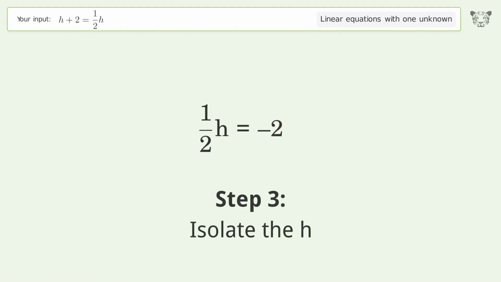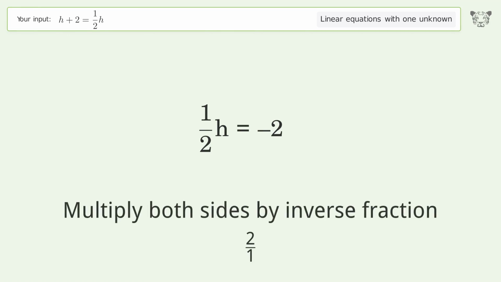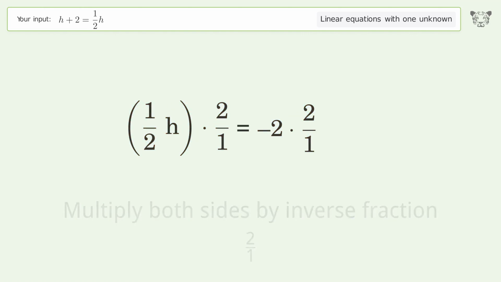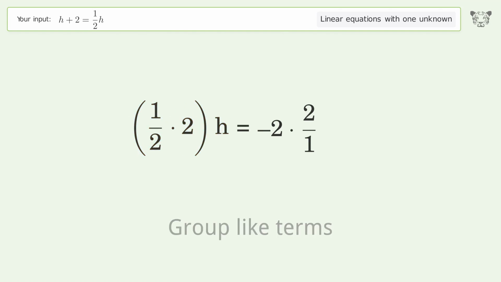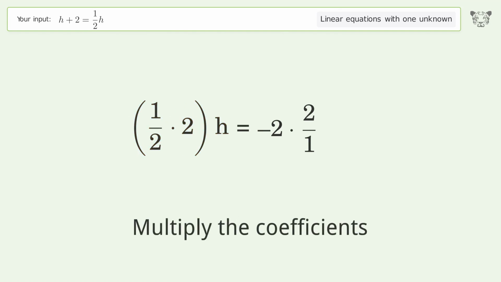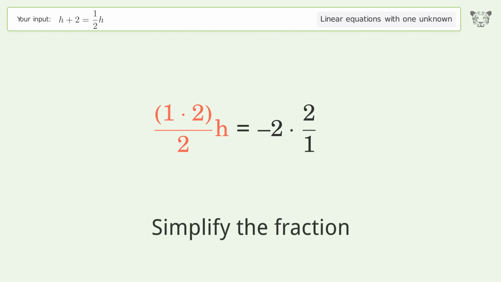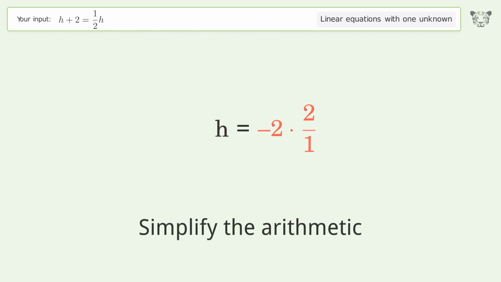Isolate the h. Multiply both sides by inverse fraction 2 over 1. Group like terms. Multiply the coefficients. Simplify the fraction. Simplify the arithmetic.